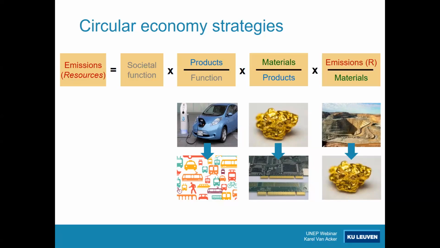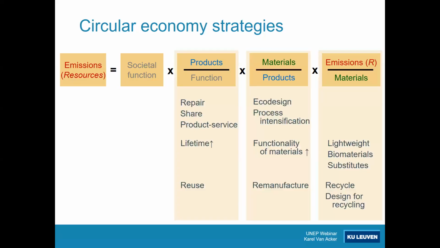So this is a kind of equation that I like to use to introduce the strategies we can follow. All these ratios, we can try to decrease them. For example, the number of products per function, we can decrease that by giving products a longer lifetime, by repairing them. We can also use them more intensively by sharing them, and so on. We can try to reduce the amount of materials we need for products by better design of products, by increasing the functionality of materials, but also by remanufacturing products. And finally, where we will go into more detail today, we can also try to reduce the emissions for the materials we need, or the resources we need for the materials in products.